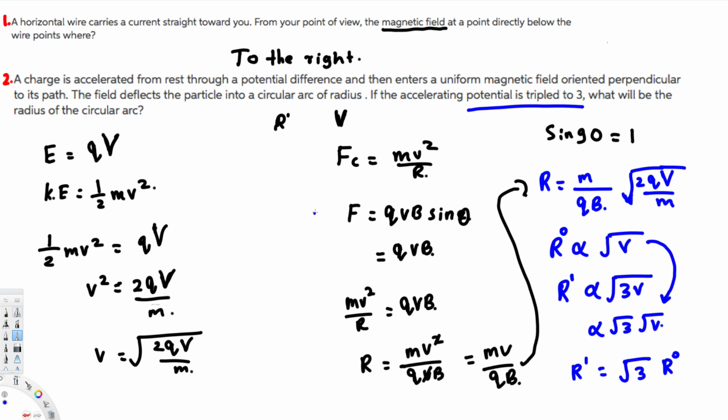So that's going to be the answer. What will be the radius of the circular arc? The new radius is going to be the square root of 3 times the old radius. So this is going to be the final answer for this question.